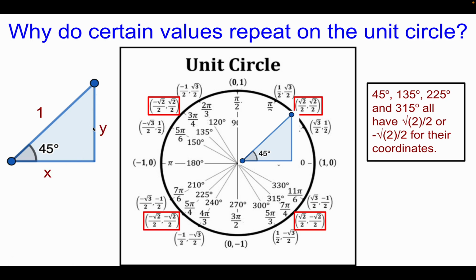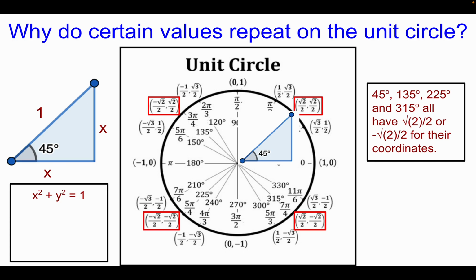So normally we call them x and y, right? Like the coordinates of this point right here would be x comma y. But because these are the same length, we can really call them x and x. And then we can use that and the Pythagorean theorem to solve for the lengths of these legs. So we can say x squared plus y squared equals 1, right? That's the Pythagorean theorem on the unit circle.